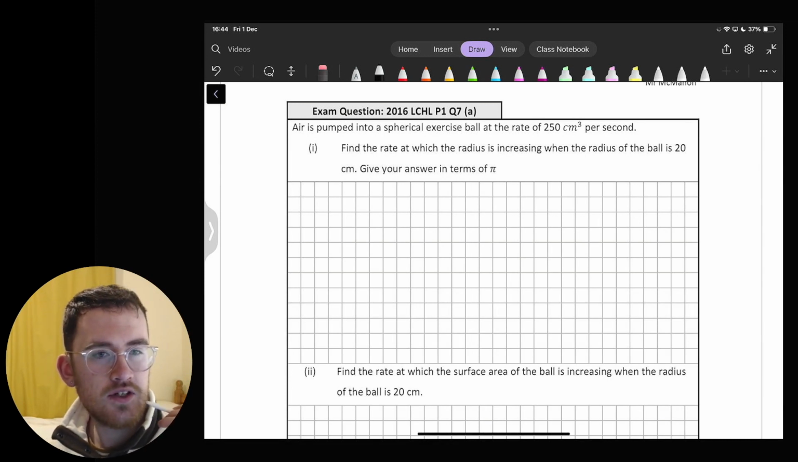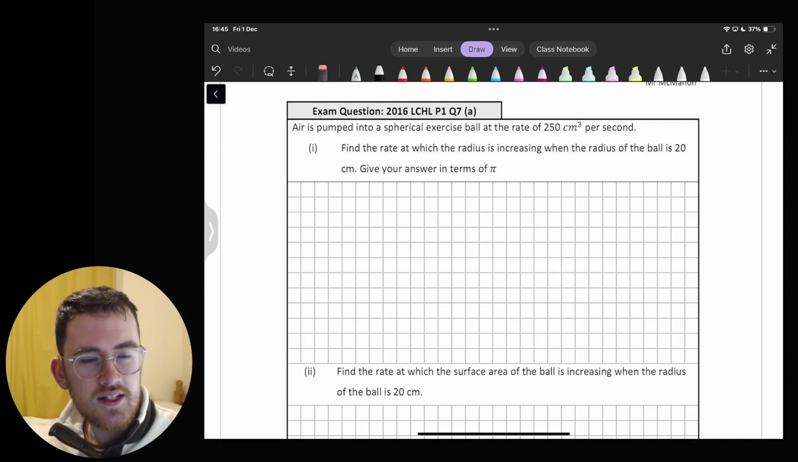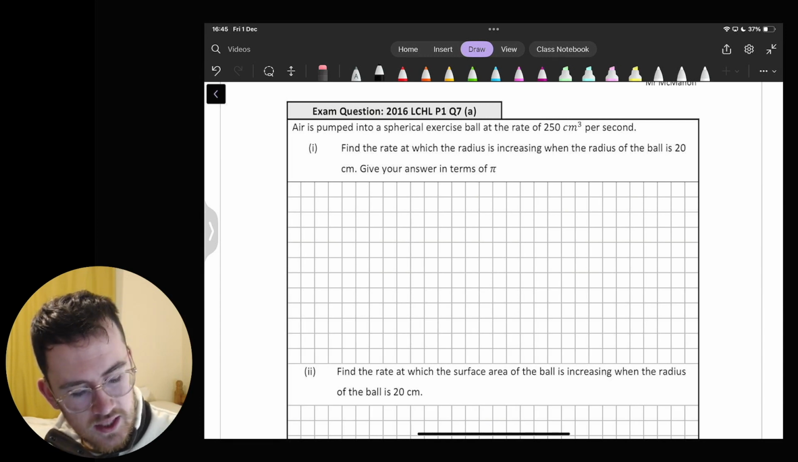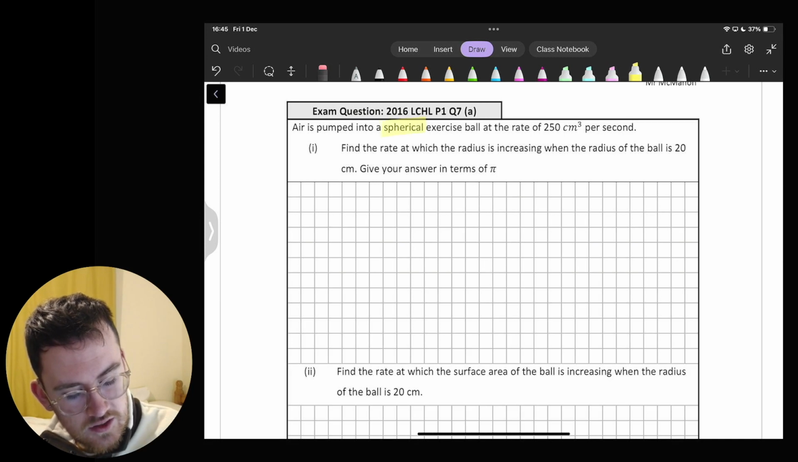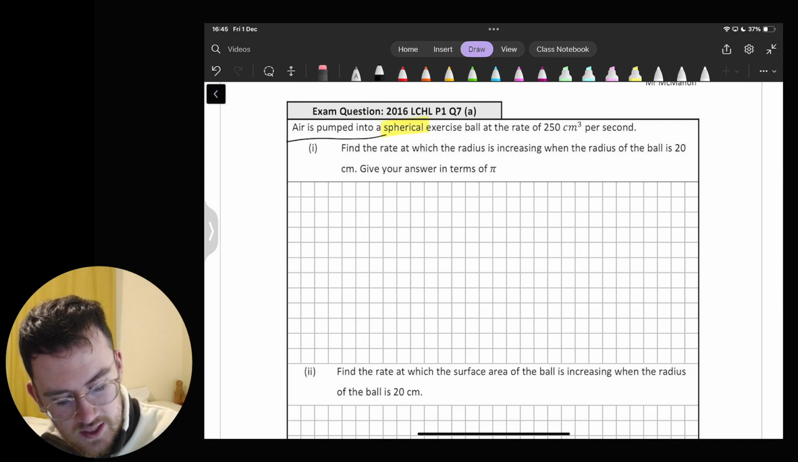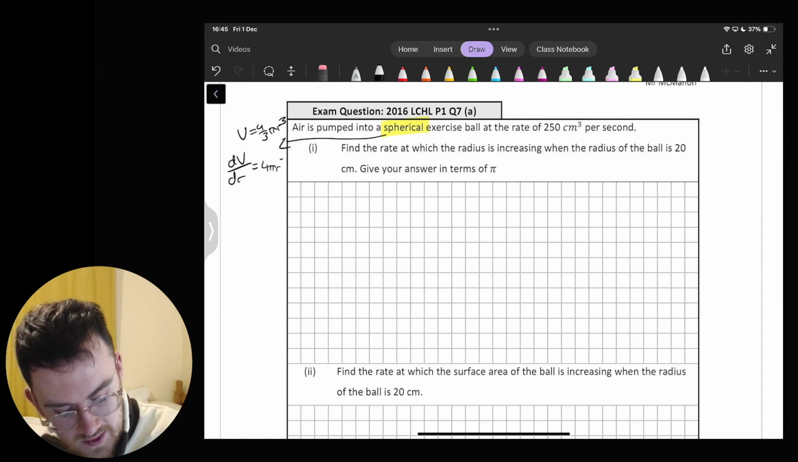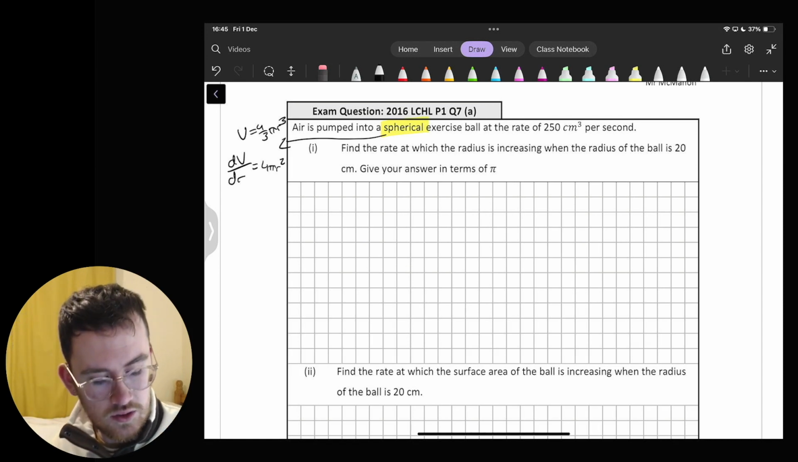So air is pumped into a spherical exercise ball at a rate of 250 centimeters cubed per second. Find the rate at which the radius is increasing when the radius of the ball is 20 centimeters. Give your answer in terms of pi. Breaking down what we have here. So a spherical exercise ball, the usual story, okay, that's a sphere. So the volume of the sphere is 4 over 3 pi r cubed. So we could use that to find dv dr then as 4 pi r squared. We've seen that one a few times, so that's nothing really new to us here.